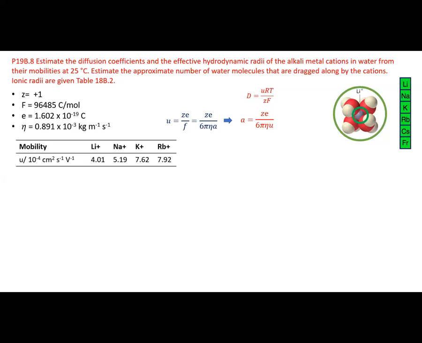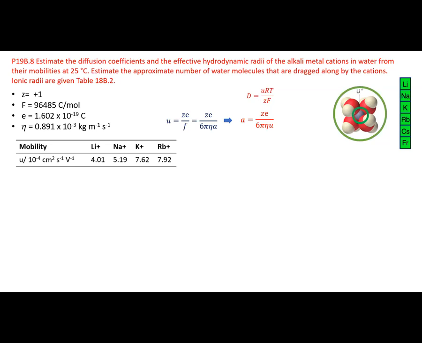All right, this is the last problem that we're going to discuss in this video. Estimate the diffusion coefficients and the effective hydrodynamic radii of alkali metal cations in water from their mobilities at 25 degrees Celsius. Estimate the approximate number of water molecules that are dragged along by the cations. And ionic radii are given right here. So the question asks us first to calculate the diffusion coefficient and the effective hydrodynamic radius, that is a.